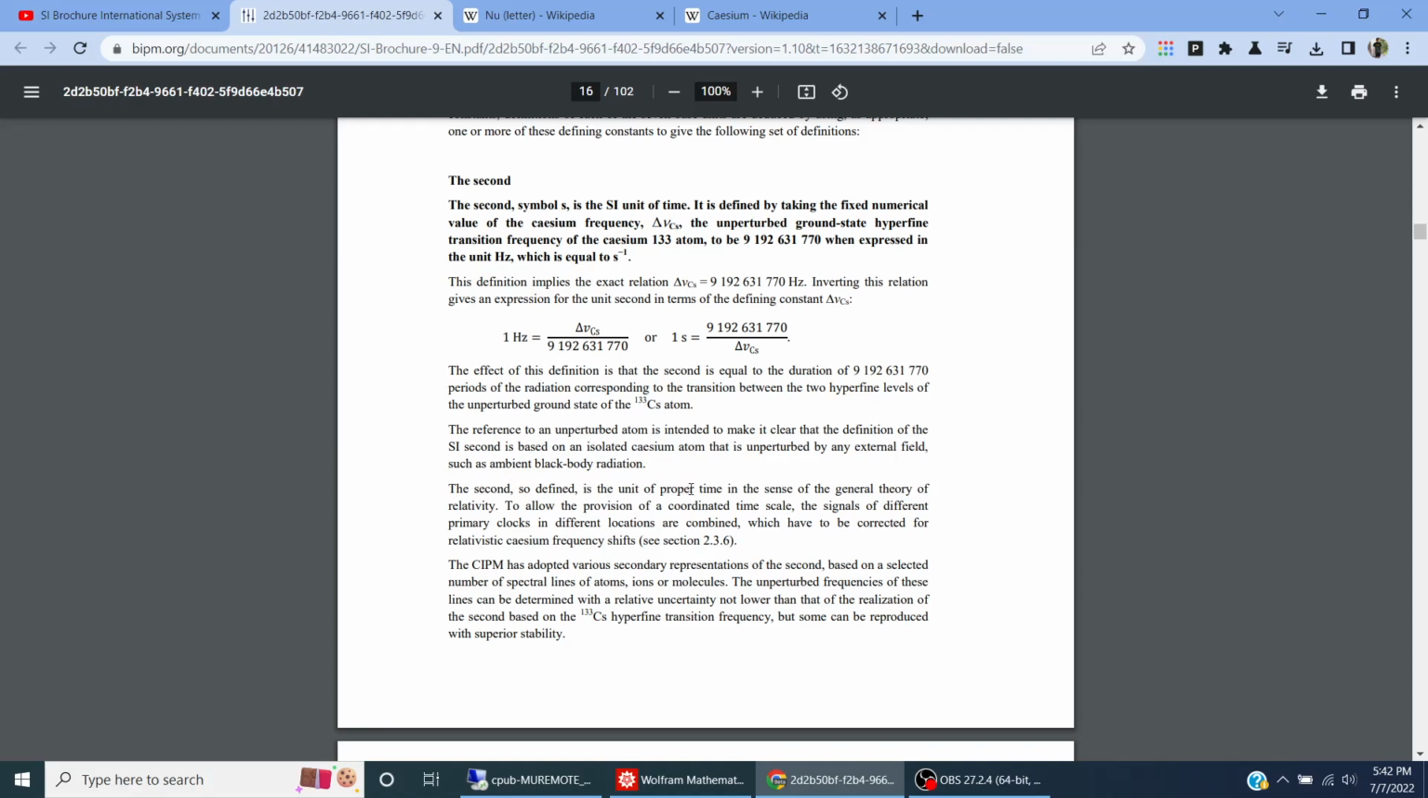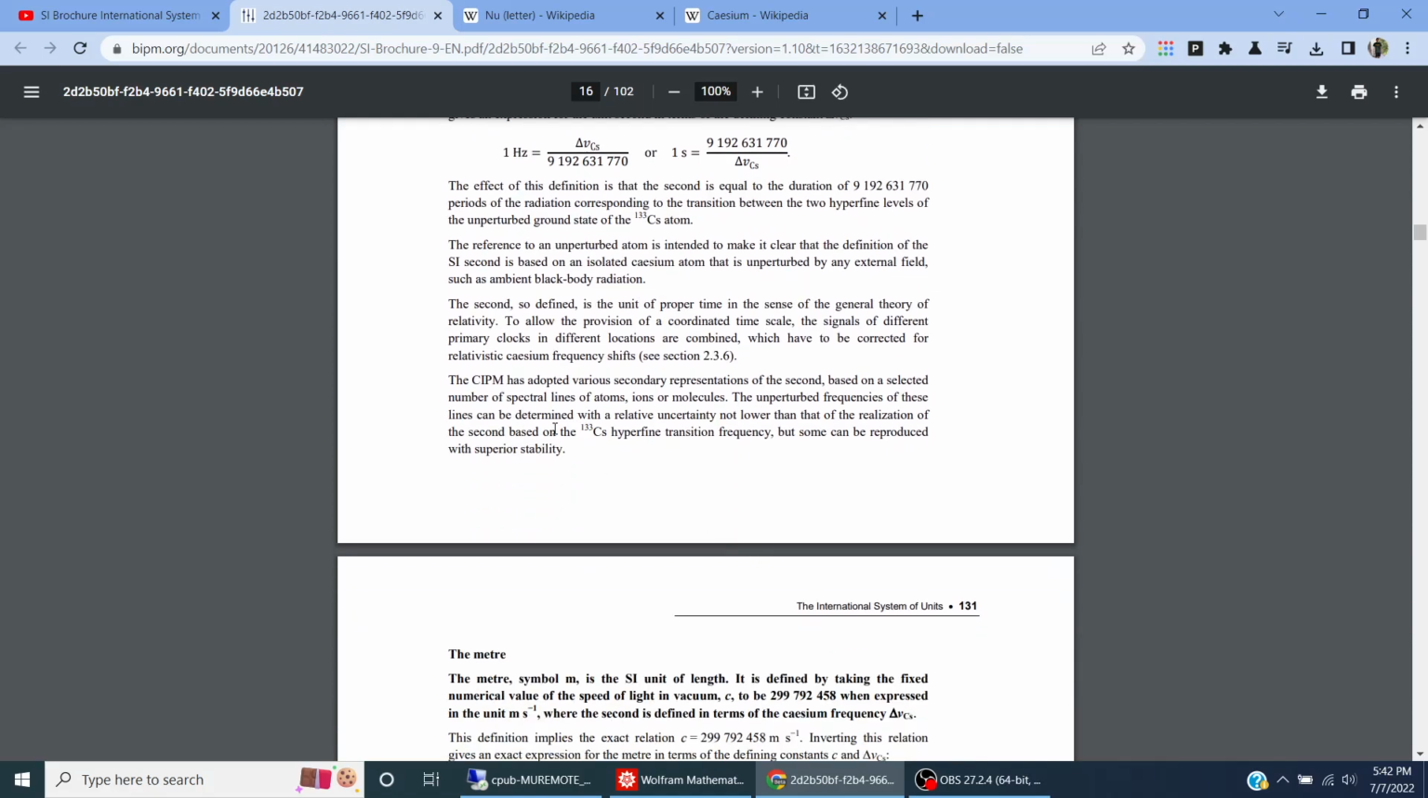The second, so defined, is the unit of proper time in the sense of the general theory of relativity. To allow for the provision of a coordinated time scale, the signals of different primary clocks in different locations are combined, which have to be corrected for relativistic Cesian shifts. See section 2.3.6.